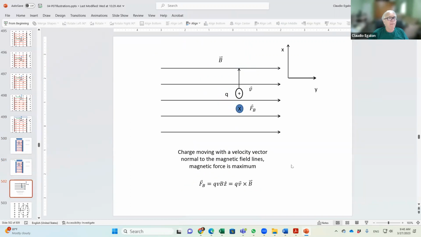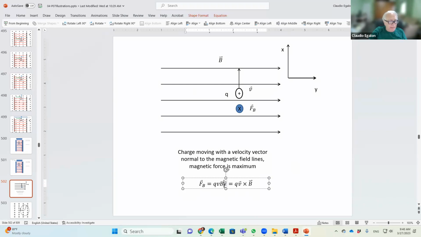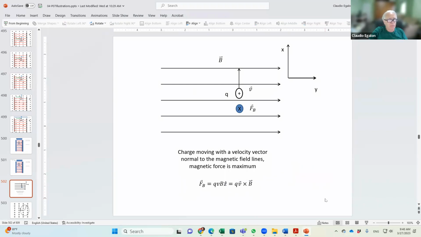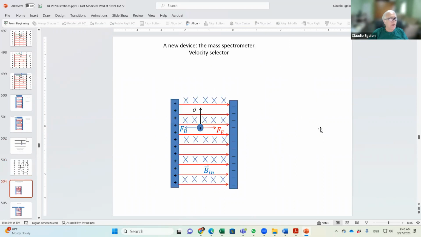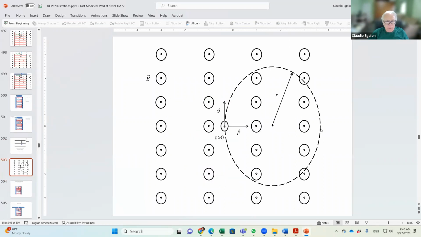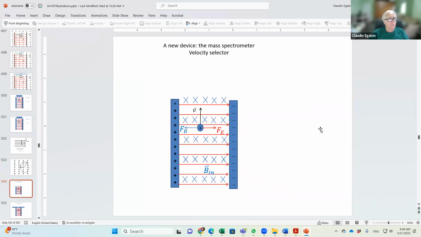Here's another illustration of the magnetic force. V cross B is into the board, the particle is positive, so consequently it's going to be in the Z direction. Here's the axis. I put the x-axis upwards, the y-axis to the right, and the Z direction is into the board as well. Another drawing here, and now let's talk about the mass spectrometer.